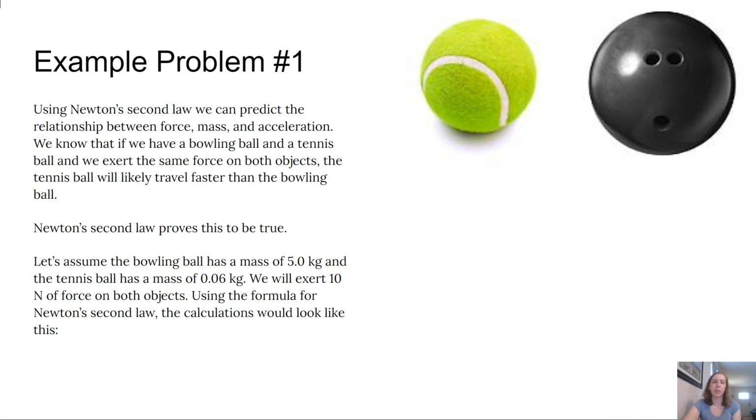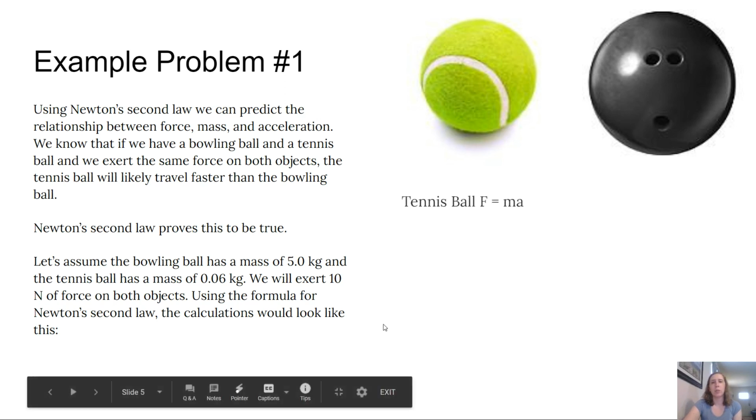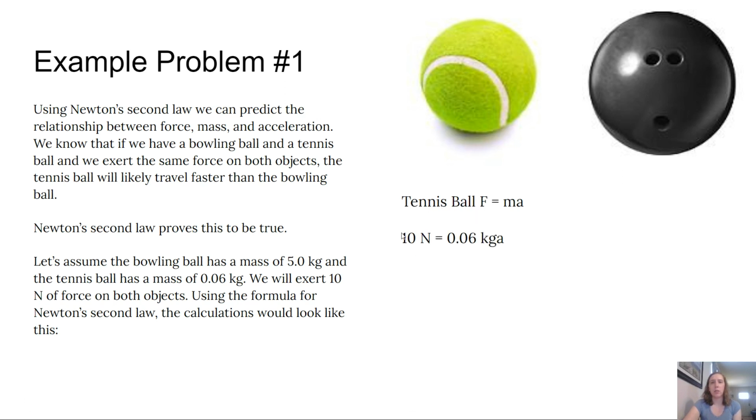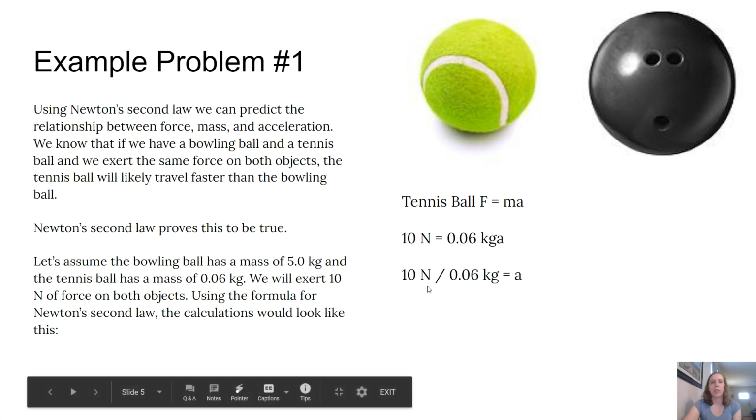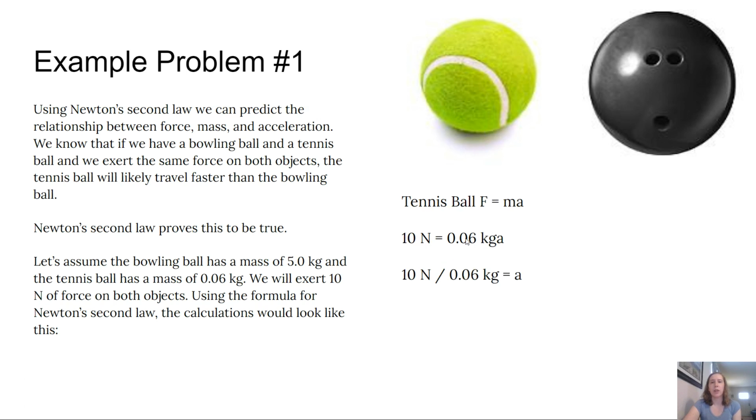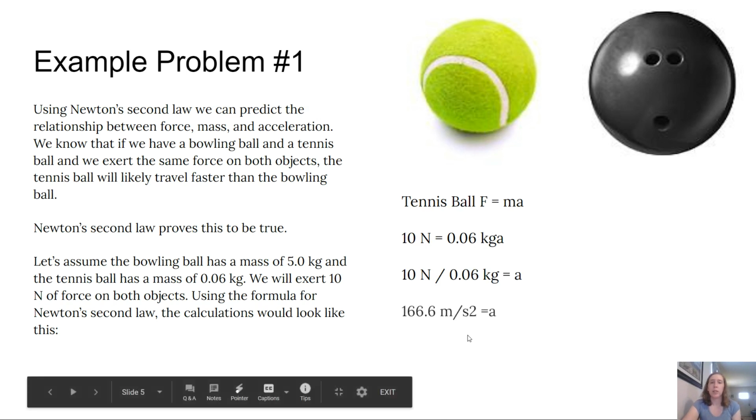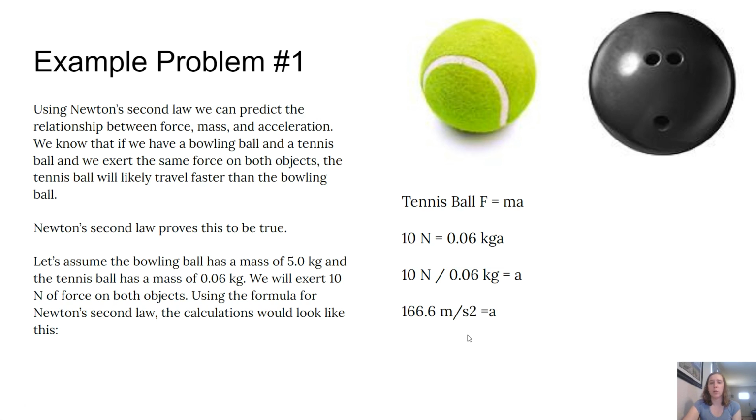Using the formula for Newton's second law, the calculations would look like this. For the tennis ball, force equals ma: 10 newtons applied to a 0.06 kilogram tennis ball times acceleration. We're trying to find a, so 10 newtons divided by 0.06 kilograms to isolate that quantity would give us an acceleration of 166.6 meters per second squared.